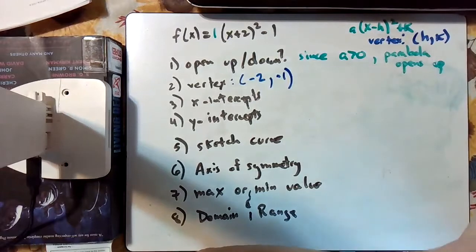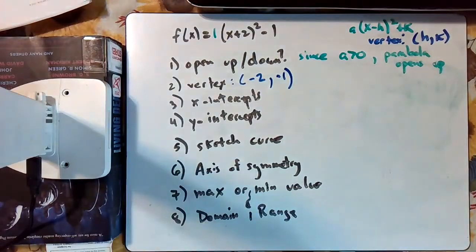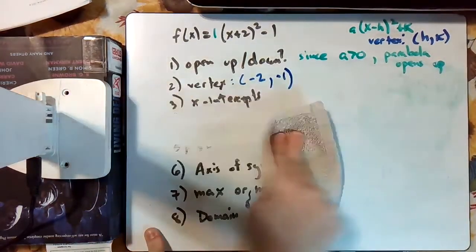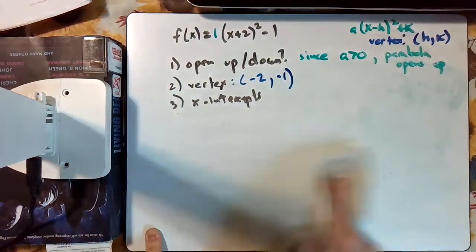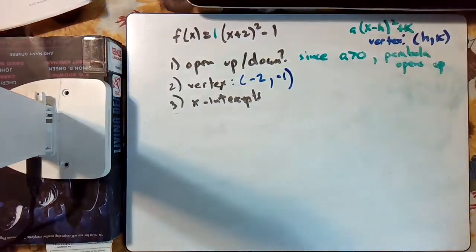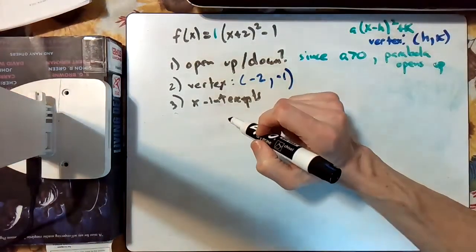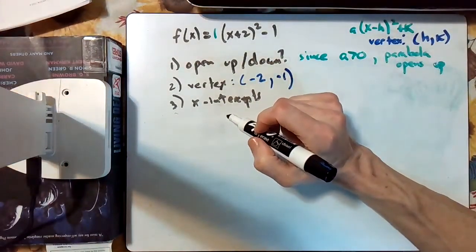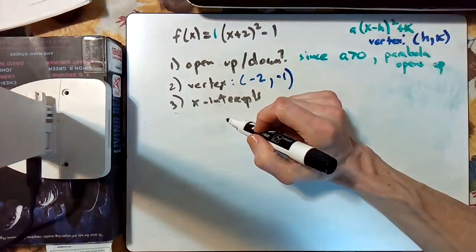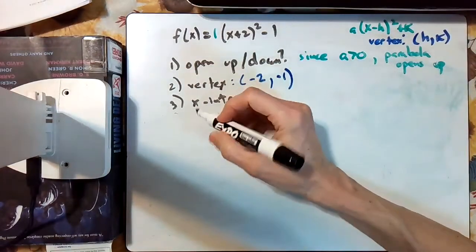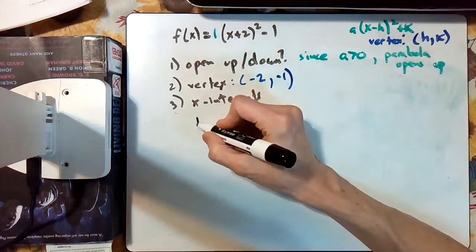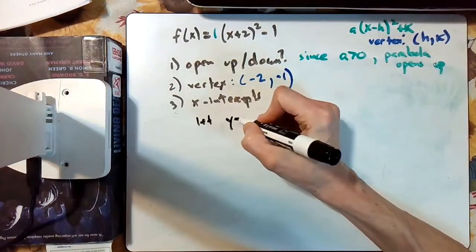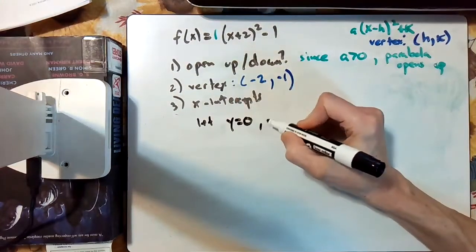Now, for the third one, it says find the x-intercepts. So remember, to find the x-intercept, I told you that never ever changes. Even if you get to math 1,000,000 and they say find the x-intercepts, remember, the trick was you let y be 0, right? And then we solve for x.